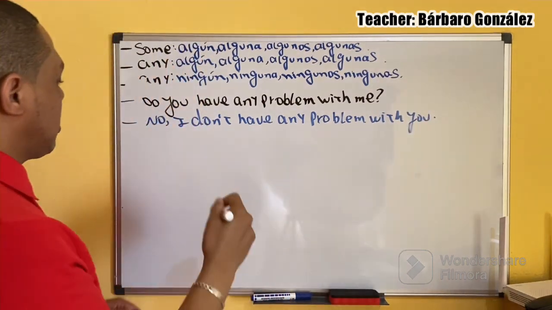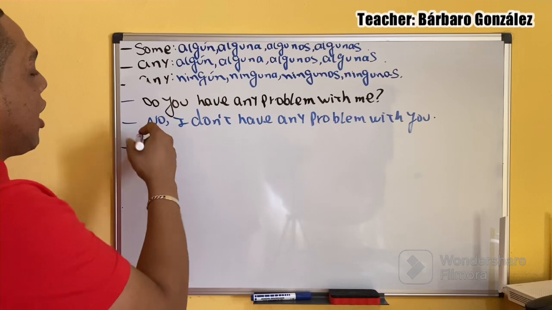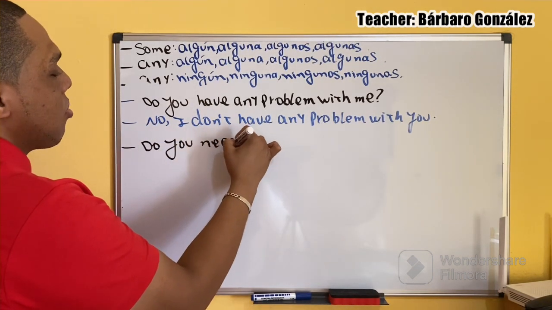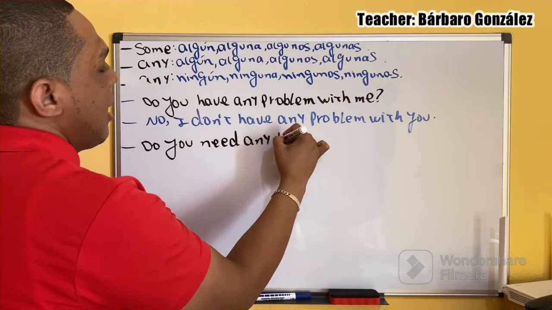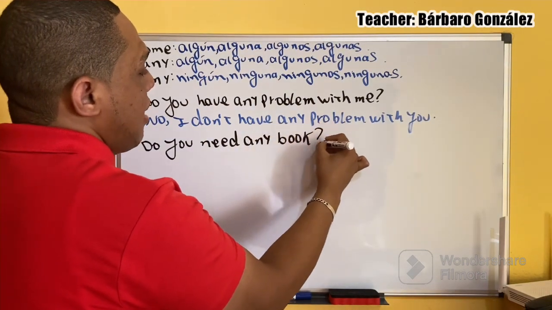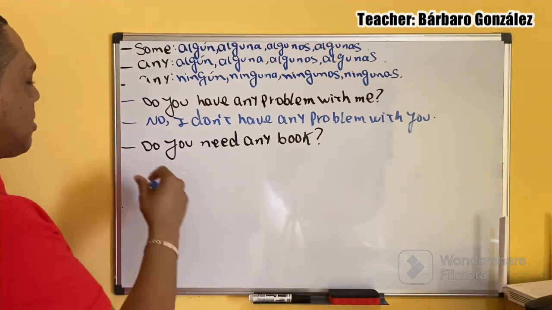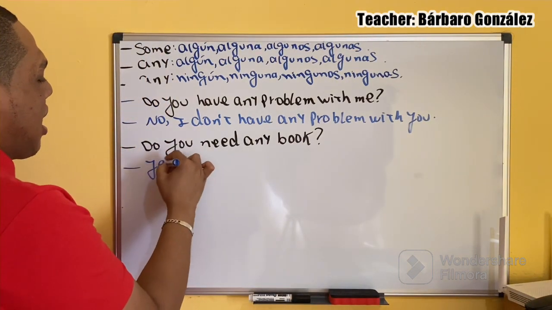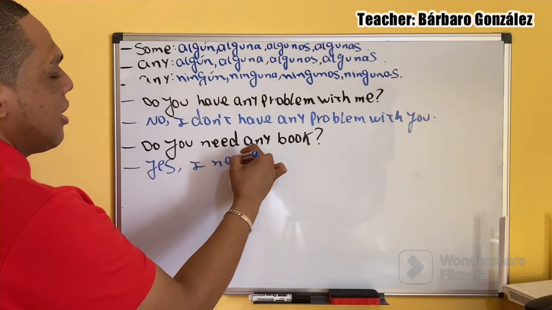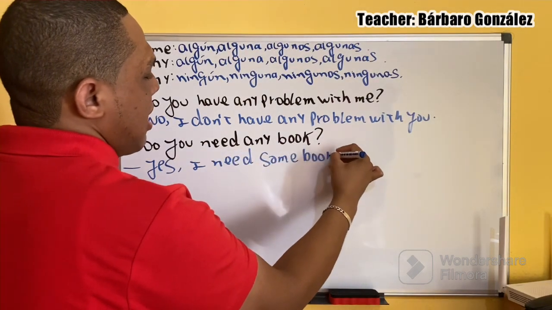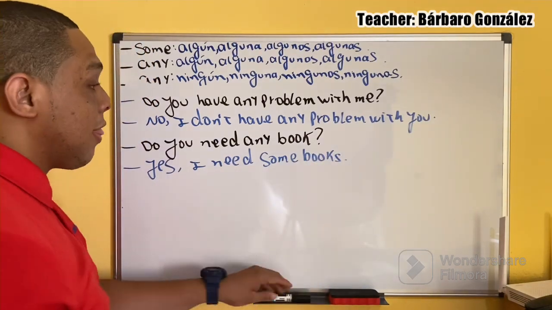Let's ask another question. For example, I can say, do you need any book? Do you need any book? And then you can answer in this case. You can say yes, I need some books. Yes, I need some books, not only one. I need more than one.